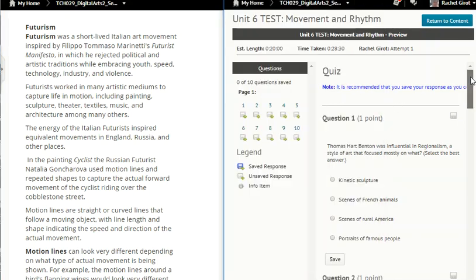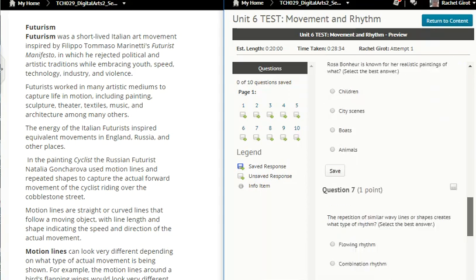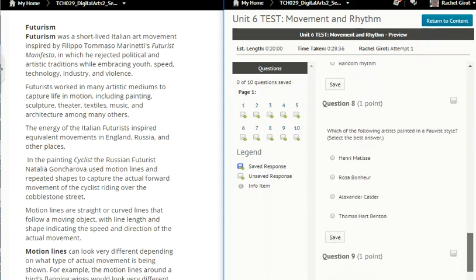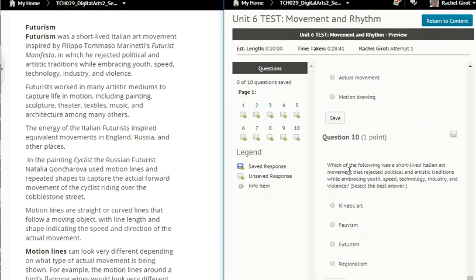Hey, I remember that in here, one of those questions asked about that. This one. Which of the following was a short-lived Italian art movement that rejected political and artistic traditions while embracing youth, speed, technology, industry, and violence? Futurism.